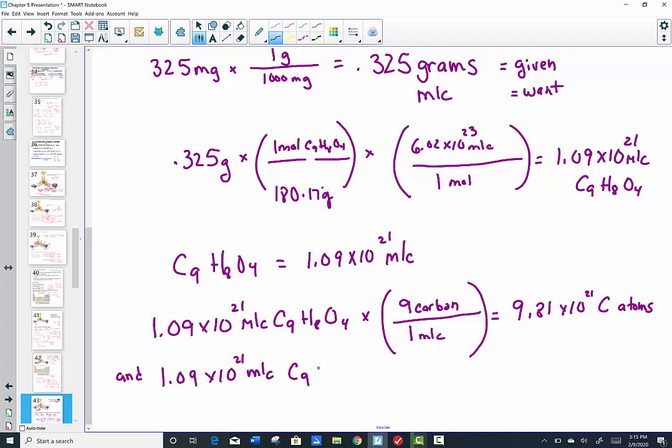The big compound contains 8 hydrogen atoms in every 1 molecule. And so if I had been asked to count individual hydrogens, I would have to take my 1.09 E21 times 8 to find the total number of hydrogen atoms.